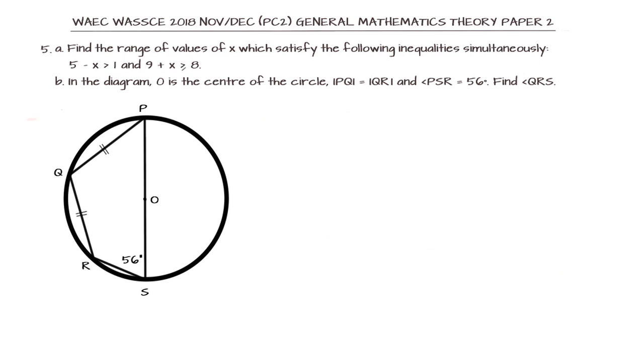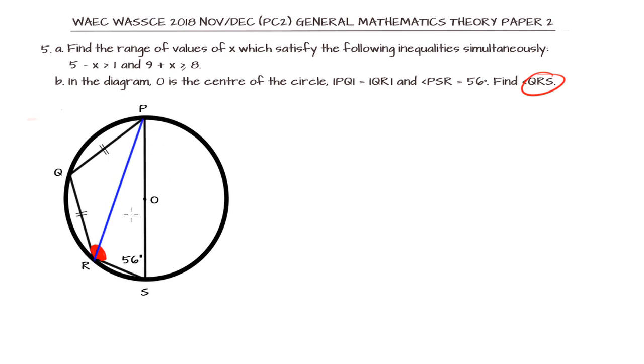So question number 5b. In this diagram, we are given that O is the center of the circle, PQ and QR are equal in length, and PSR is 56. We have to find angle QRS. Now, locating QRS on the diagram, that is shaded in red. That's angle QRS that we are told to find. But now, looking at this question, how best can we go about it?